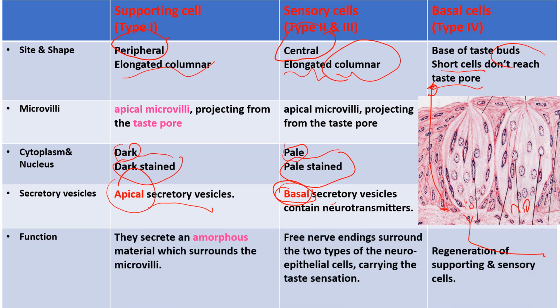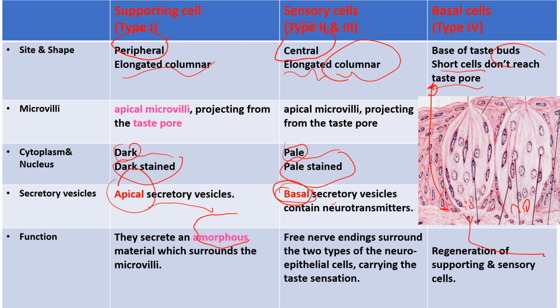What is the function? The supporting cell is supportive in function. Moreover, it may secrete amorphous material which surrounds the microvilli. What about the sensory cell? The sensory cell is related to free nerve endings and it will carry the taste sensation to the central nervous system. What is the function of the stem cell? It is regeneration of both supporting and sensory cells. Okay, by this we have finished the taste bud.